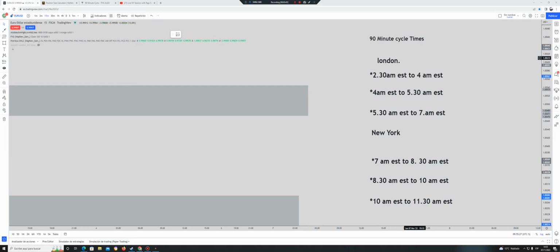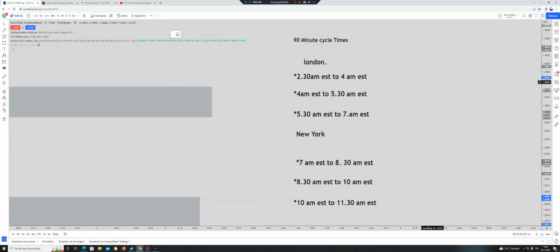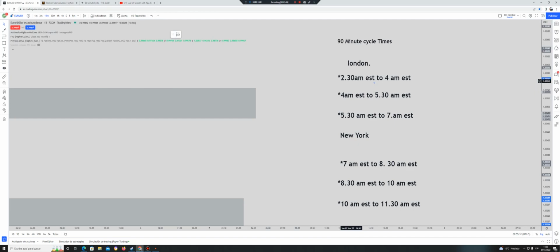So as we know, that's why the real 90-minute cycle starts at 2:30 and not 2, because the CLS starts the delivery at 2 AM in the London session, but we use the first 30 minutes, and from there the 90-minute cycle starts. The real 90-minute cycle starts at 2:30. So yeah, like I say, 2:30 to 4, that's the first 90-minute cycle.